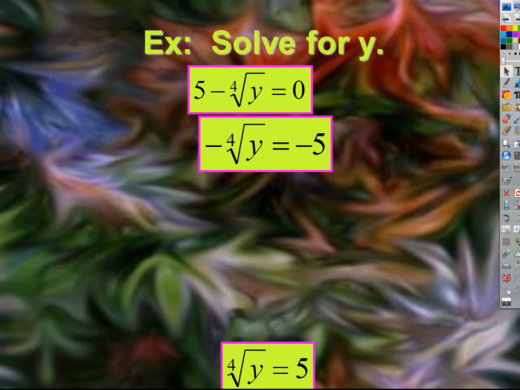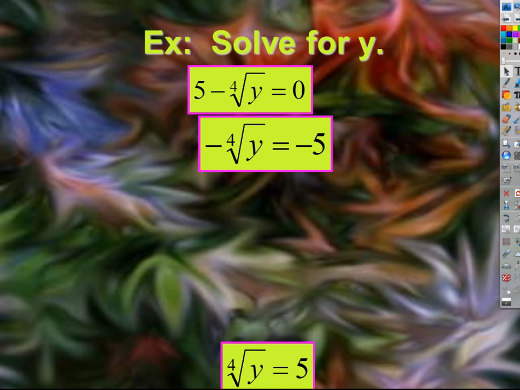Like 5 to the 4th power. Okay, I'm going to take both sides to the 4th power, aren't I? Now let's, for a second here, think about why we're doing that. Why are we taking both sides to the 4th power? One way to think about it is a 4th power undoes a 4th root.